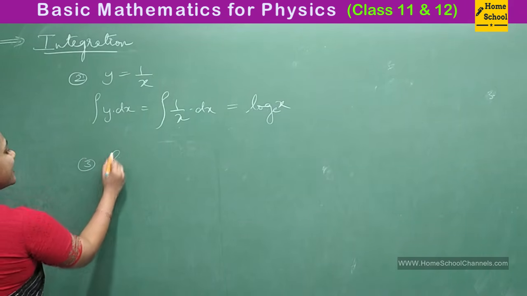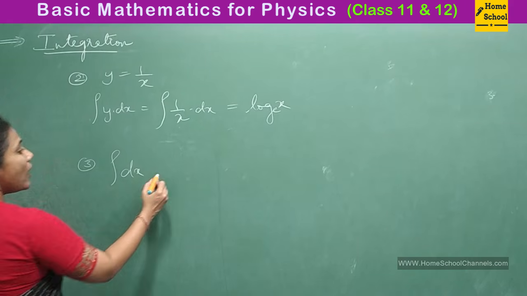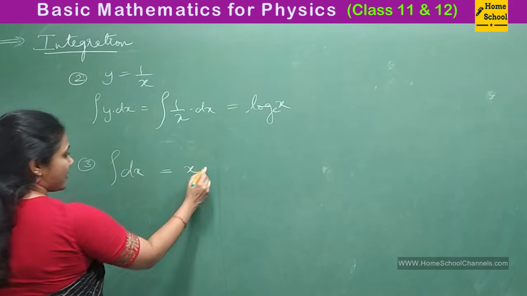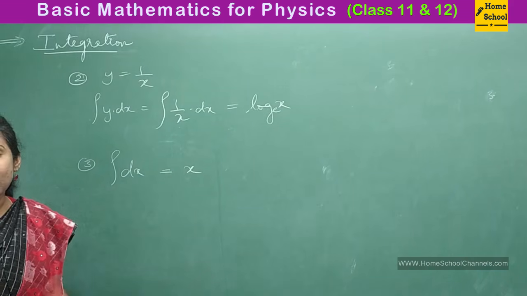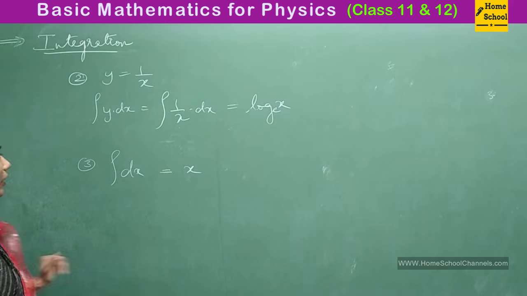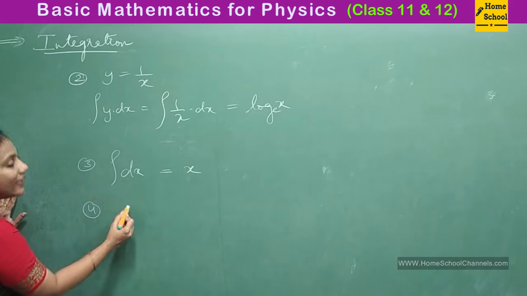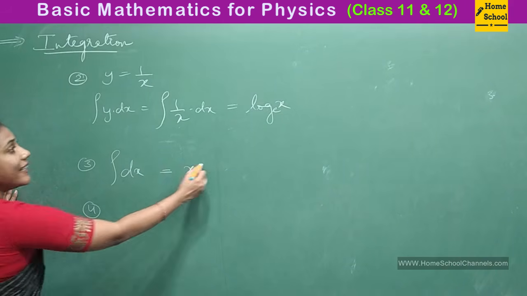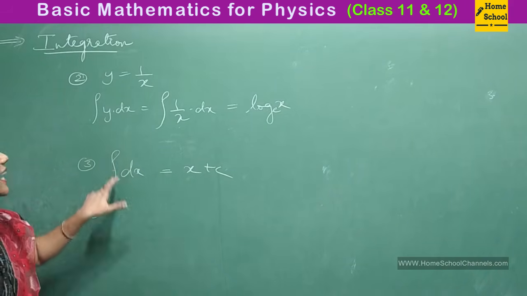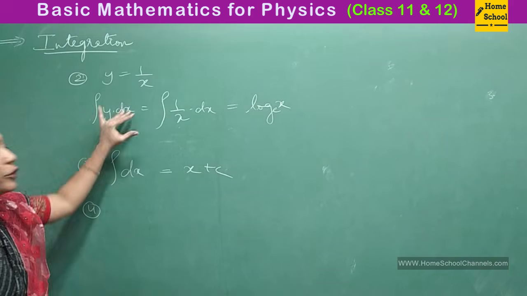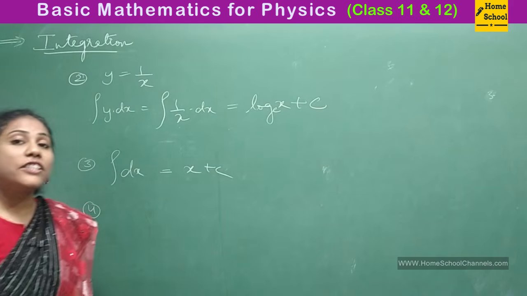Now the third one: what is integration of just dx? Integration of just dx is x. Remember, integration of just dx is x. And for the fourth formula, imagine you have limits. Now let us start with x plus c. This c you shouldn't forget, because it is indefinite integration. You don't know from where to where you have to integrate. In that case, don't forget to put the integration constant.